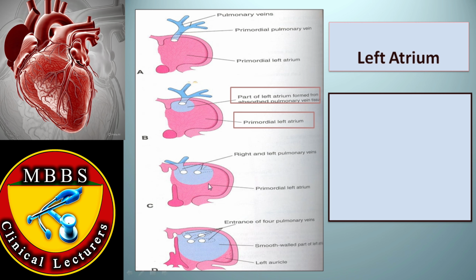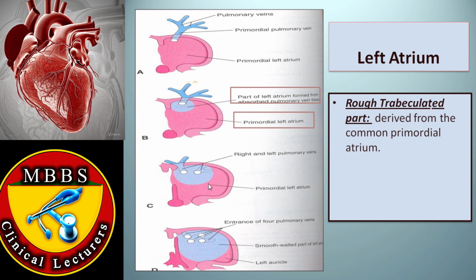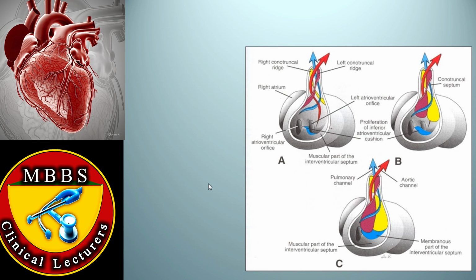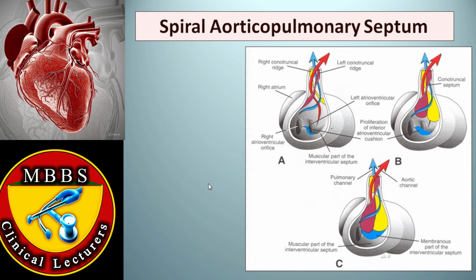So the smooth part of the left atrium is basically derived from the budding of the pulmonary vein. The left atrium is derived from the common primordium of the atrium, and the smooth part is derived from the absorbed pulmonary vein.